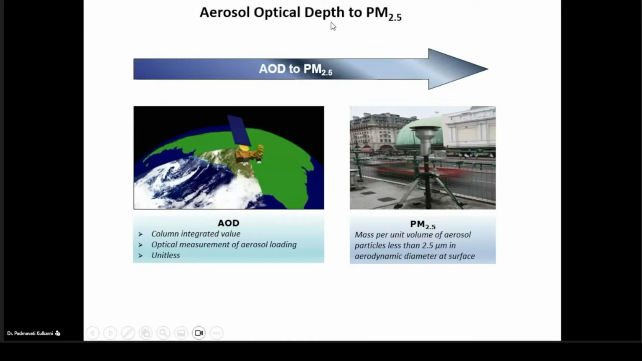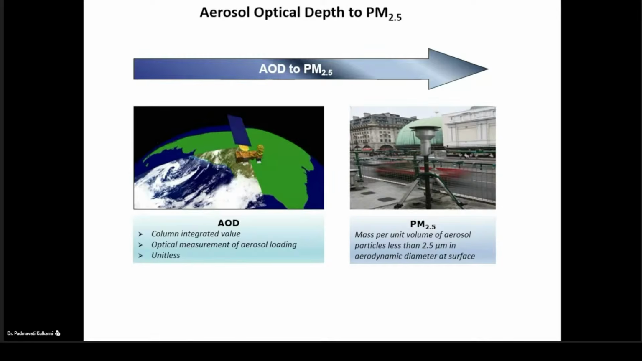Now the challenge is that what we are getting from the satellite is the aerosol optical depth, and we need to convert it into air pollution that is measurable at the surface. That is the particulate matter, PM 2.5, a surface concentration which refers to airborne particles with an aerodynamic diameter of 2.5 micrometers. Converting aerosol optical depth to PM 2.5 is a challenge, because aerosol optical depth is a columnar integrated value. It is an optical measurement covering the entire column from the surface up to the satellite height, whereas PM 2.5 is a surface measurement. This is a challenge the researcher has to undergo in order to get from satellite AOD to PM 2.5.